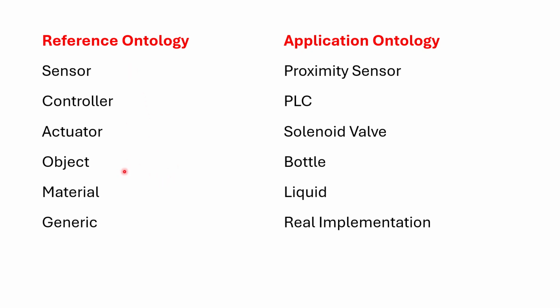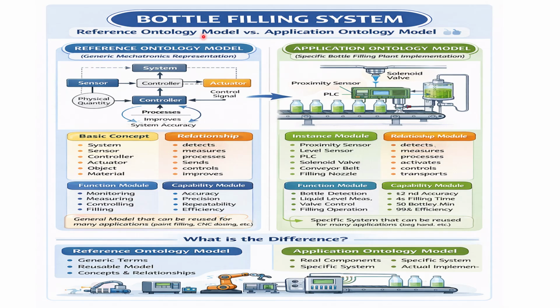So if you look at this reference ontology, I already mentioned the reference ontology contains only the reference system, like a sensor, controller, whereas the application ontology is a specific component required for building a particular system for the suitable application. This is a better visualization to understand the reference ontology model and application ontology model for the bottle filling system.